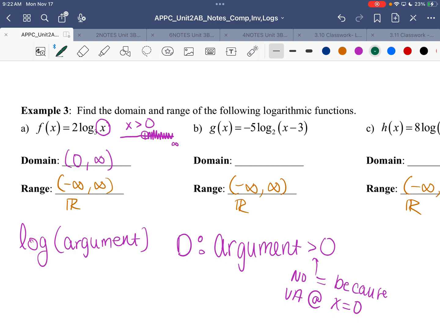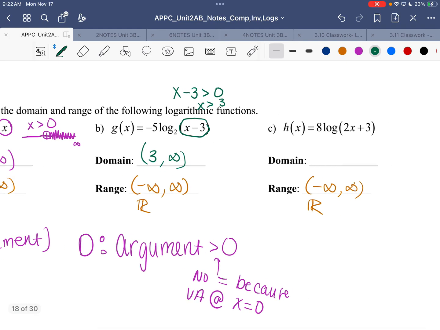So on B, the argument is x minus 3. x minus 3 has to be greater than 0. Solve for x. x has to be greater than 3. So what do we think the domain's going to be for this one, Sienna? Yes.